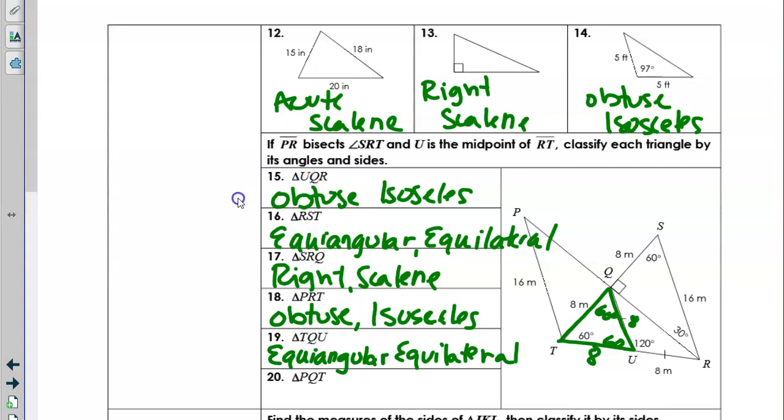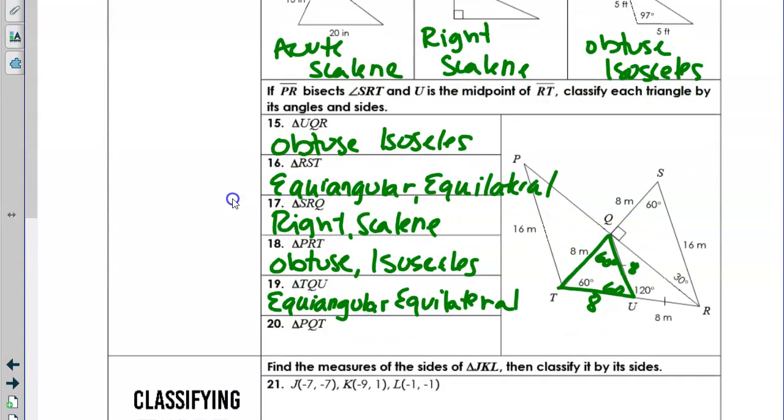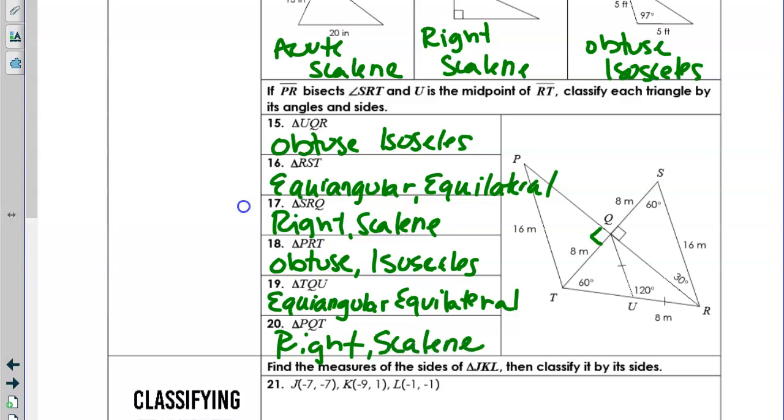Great. Number 20, what did you guys get? Acute scalene. It is going to be right because we have this angle right here, and the vertical angle will also be right because they're equal. So that makes it a right triangle. And then we have a side that's 16, 8, and then we have this unknown side, but it looks so much longer, and it can't be equal to 16 because it's a right angle, so it has to be scalene. Alright, any questions on that section?